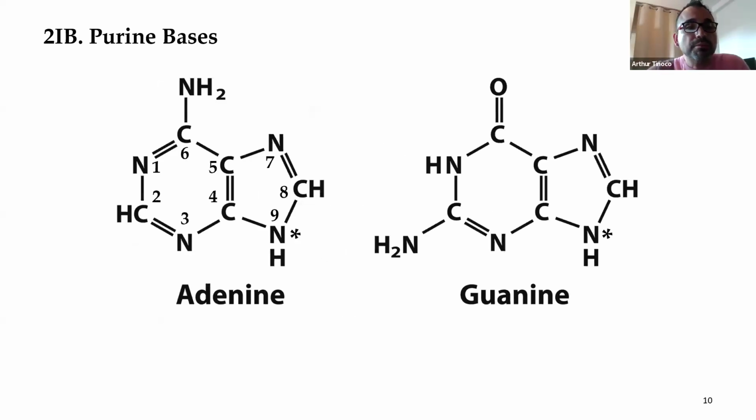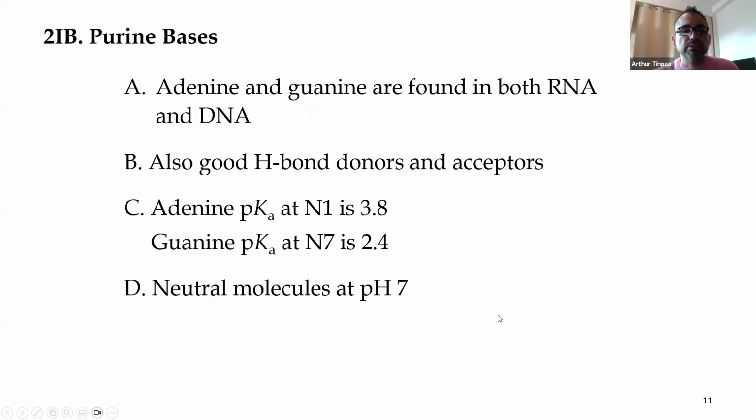Here are the representative purine bases. You have adenine to the left, guanine to the right. These are found both in RNA and DNA. And similar to what I said about the other nucleobases, they are good hydrogen bond donors and acceptors. Here are the corresponding pKa values. And also very importantly, they're neutral molecules at a pH of 7.